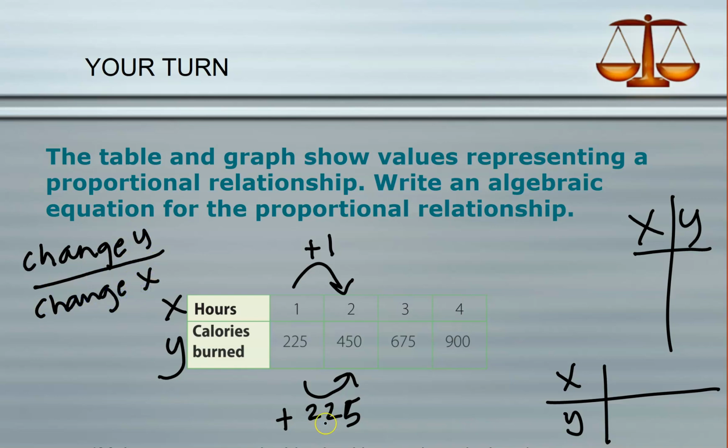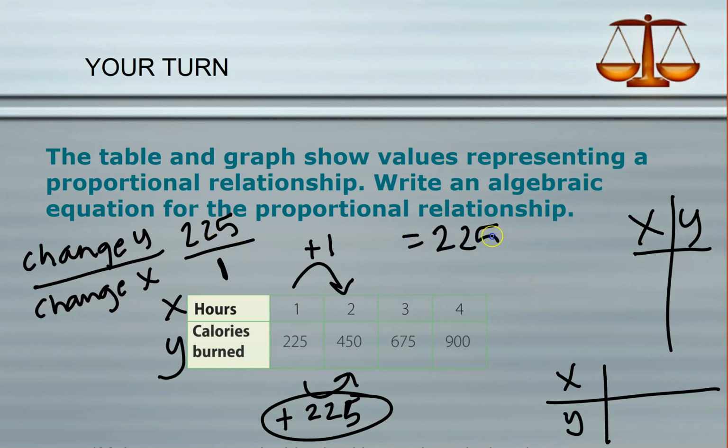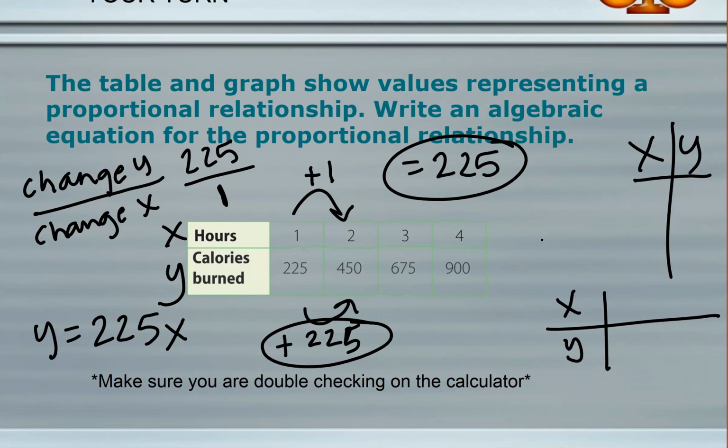So here, again, we're going to divide change in y divided by change in x. Well, how much did my y change? 225. How much did my x change? 1. 225 divided by 1? Well, that is just 225. And how do I write the equation? Y equals 225x. All right. So again, make sure that you are double checking on the calculator.